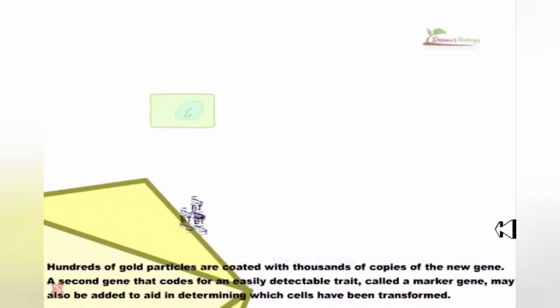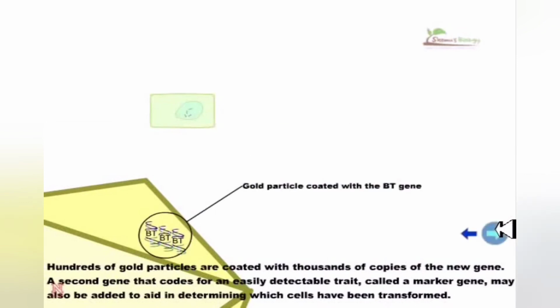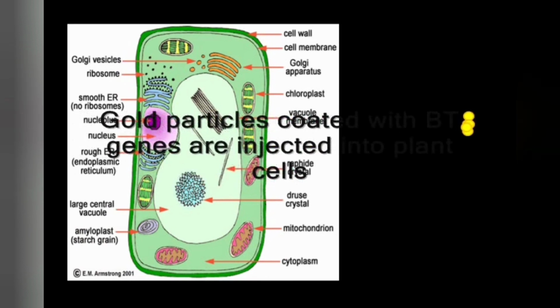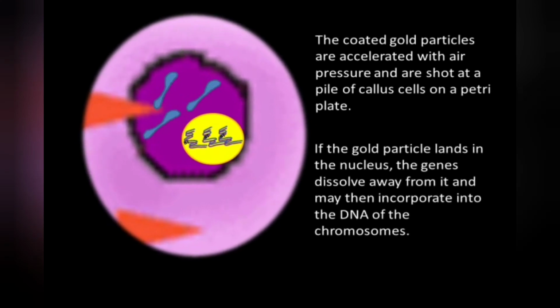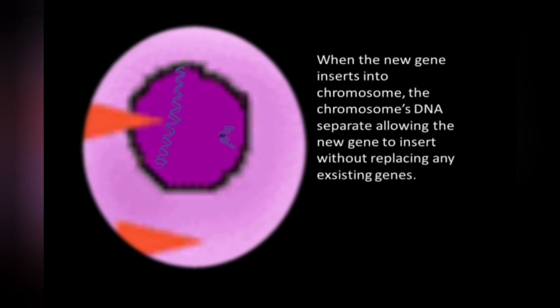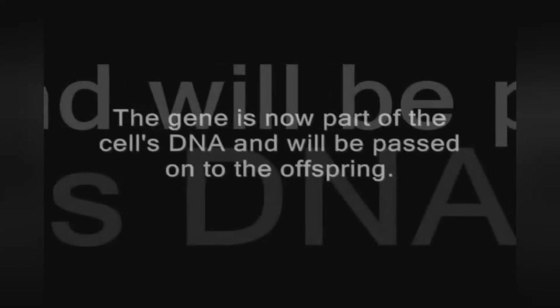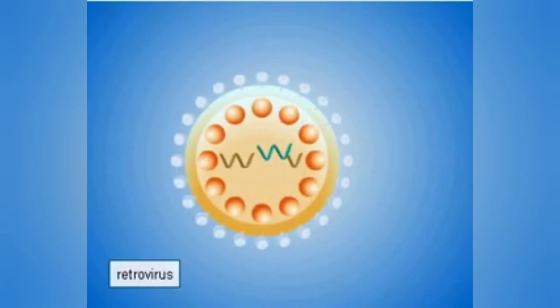The gold particle is coated with the desired gene of interest, for example, here the Bt gene is used. So hundreds of gold particles are coated with thousands of copies of the new gene. Gold particles are injected into the cell and they are directly taken up by the nucleus. The coated gold particles are accelerated with air. They come out and the inserted gene of interest gets inserted into the genome of the plant cell. This is the way how the gene becomes part of the cell DNA.